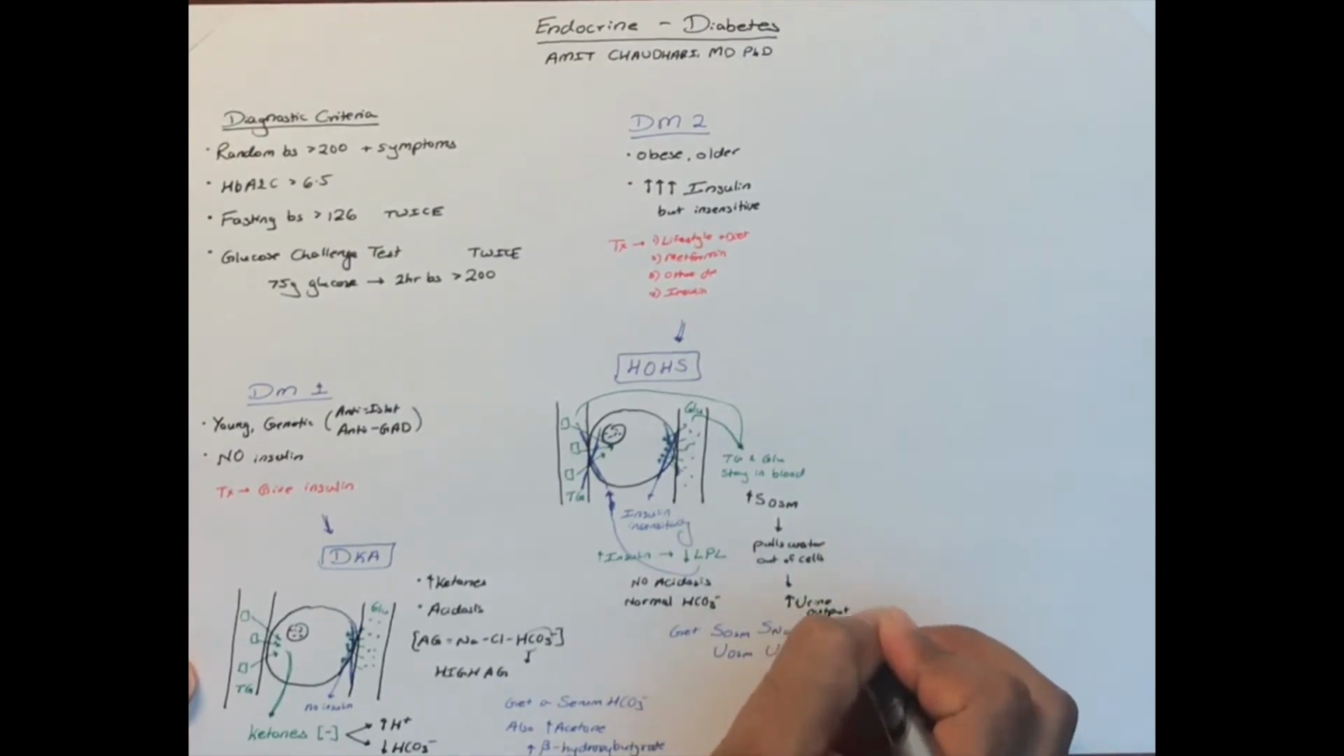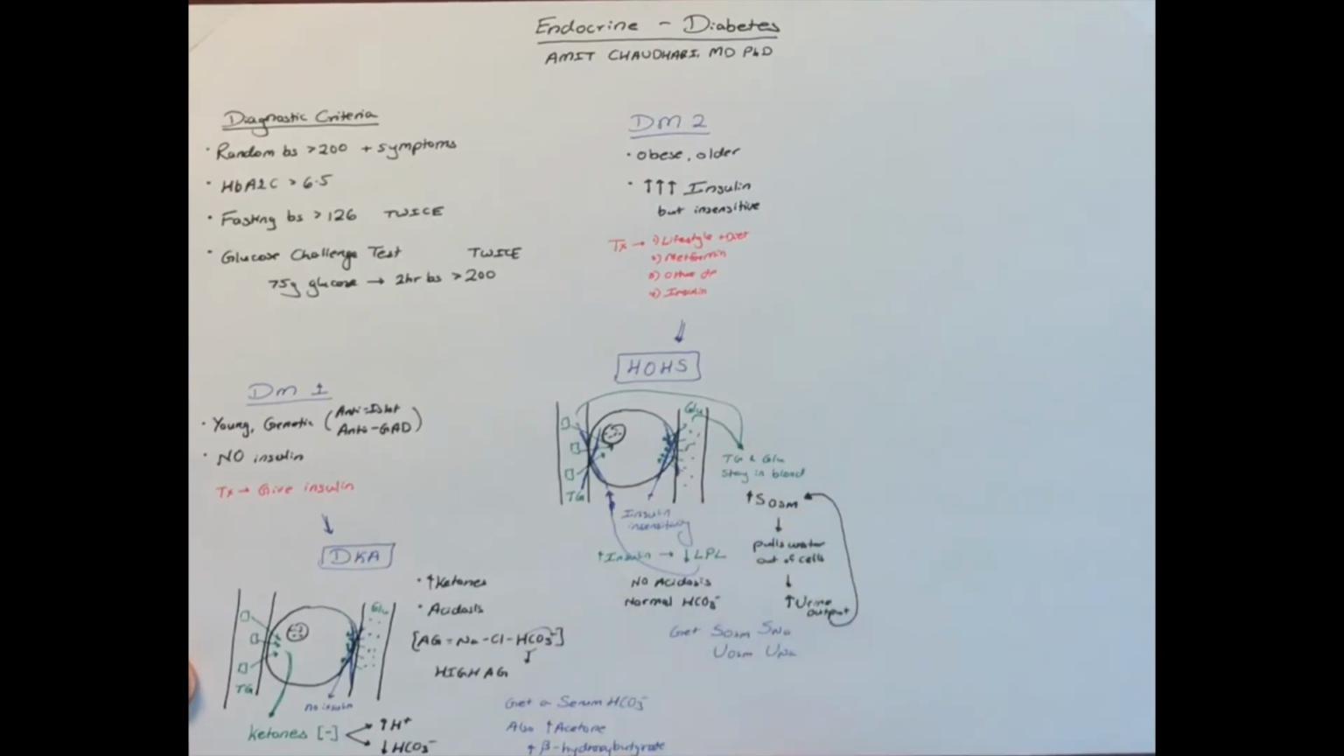And this increased urine output again goes back and increases your serum osmolality. And that's why the test you get is a serum osmolality. Here you get a serum bicarb because it is increasing bicarb. Here you get a serum osmolality because these things stay in the blood and increase your serum osmolality. Make sense? Okay. The treatment is the same for both of them.